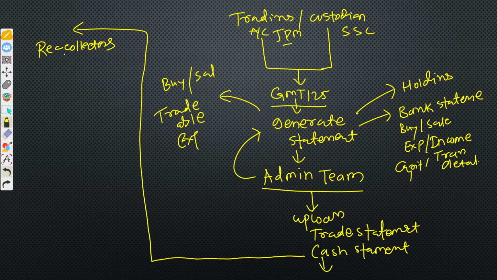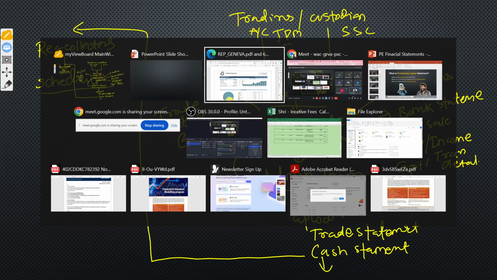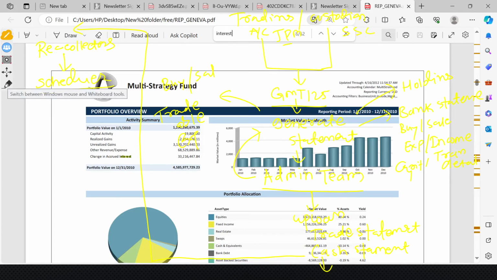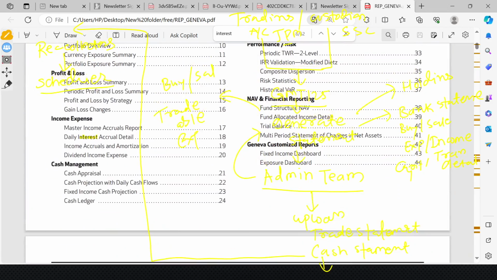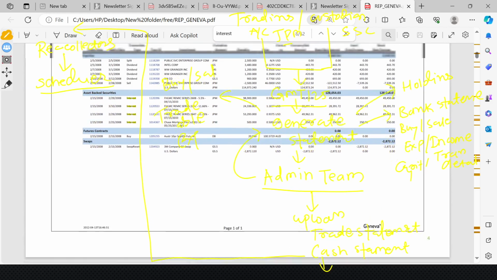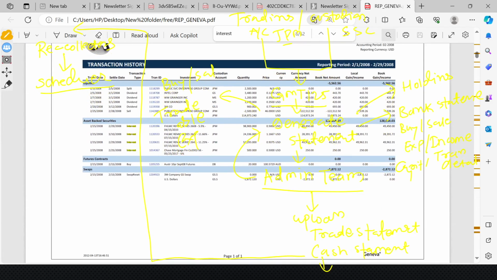And then you might see other applications like a scheduler, that converts the entire data into one format. When we talk about format, we are talking about this format, this one, buy and sell. Every broker will have a different format, correct? And you need the data to be converted into Geneva format, as per Geneva.